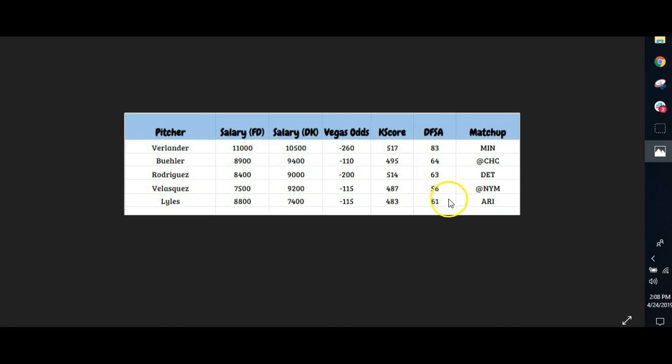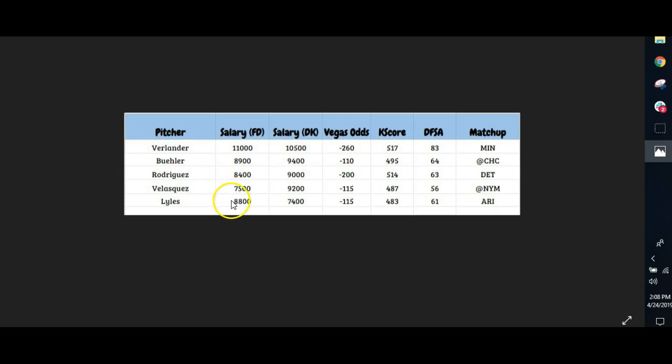And Velasquez, I don't know, he's running into a little bit of a buzzsaw. And I don't know if the savings, it's $1,000. It's pretty good. But I give up a lot in the Vegas odds. And I give up a little bit in the K-score upside, so I'm not 100% sure that I would pivot off of Eduardo Rodriguez for Velasquez.